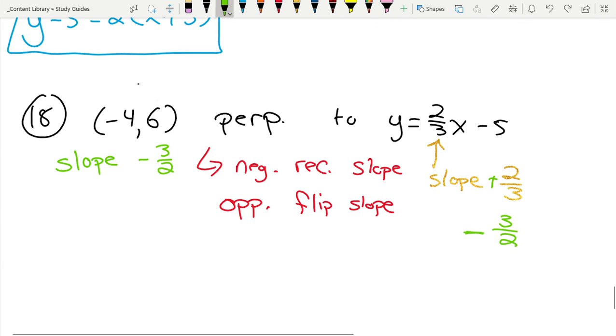We have a point. So you guessed it, I'm going to go to point slope form. I see a 6, so I use a minus 6. Put in my slope. I see a negative 4, so I put in a plus 4.